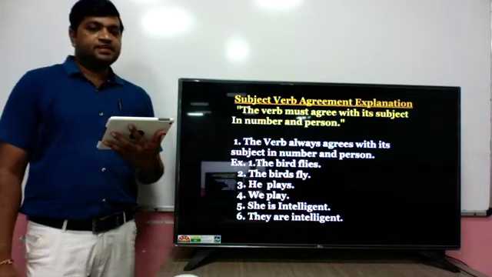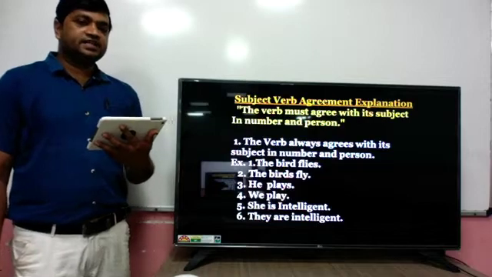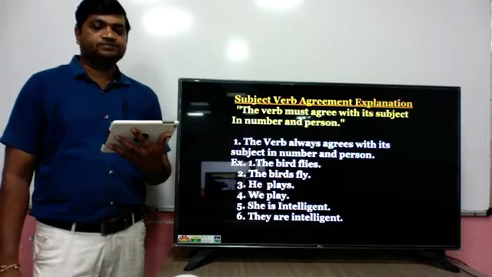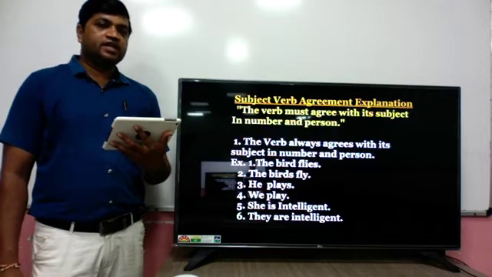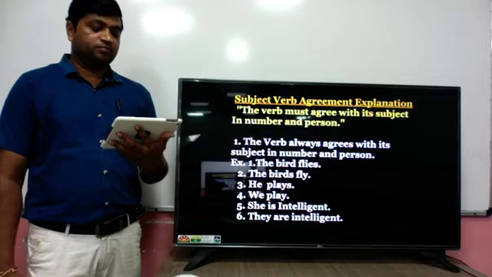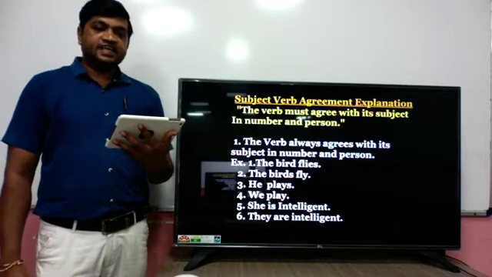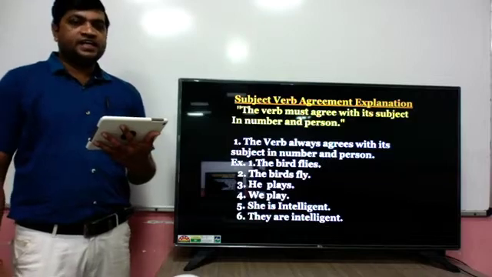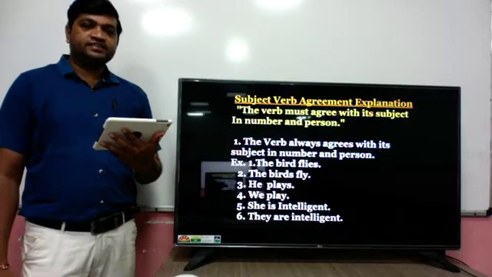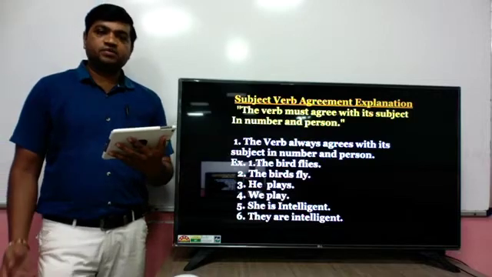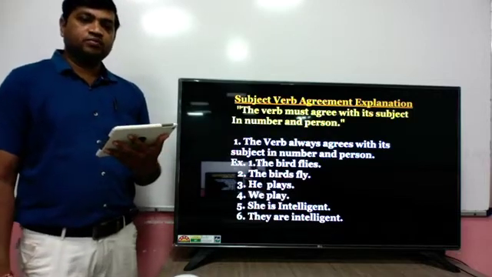Third sentence: he plays. He, the subject, is singular and plays is also a singular verb. We play. Here we is plural and play is also a plural verb. She is intelligent. Here she is singular and is is also a singular verb. They are intelligent. They is plural and are is also a plural verb.